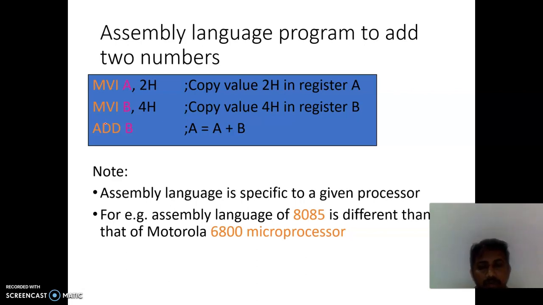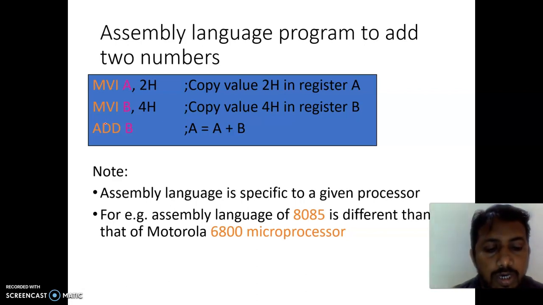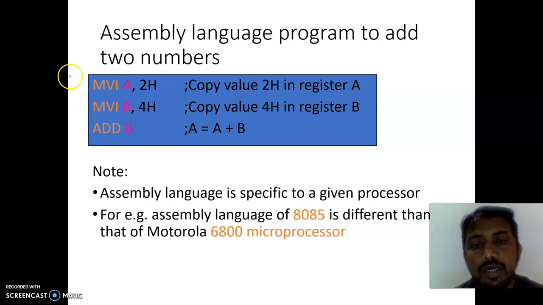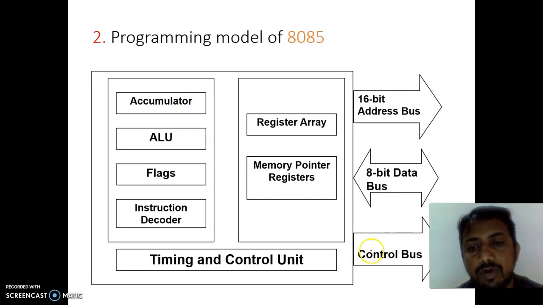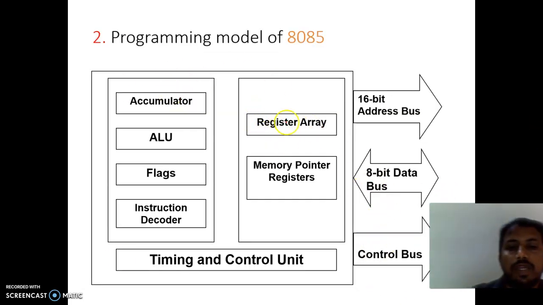So this basic knowledge you need to have: where the input numbers are stored, where the output numbers are stored, and how you need to specify the memory location. All those things will help you in designing very good, efficient programs. Overall, a programming model consists of a register array, memory pointer registers, and an accumulator. This is very important and should help you in designing programs.